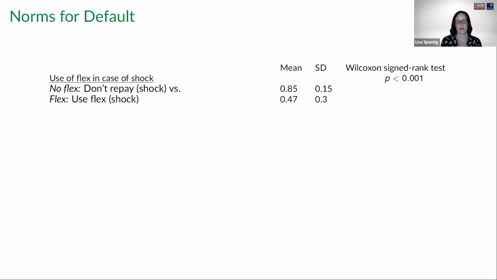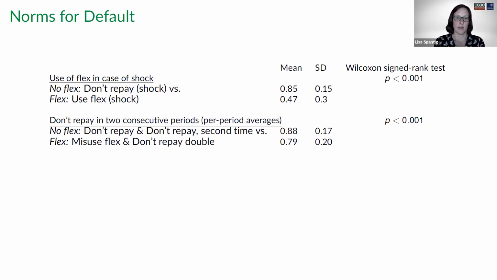Let me briefly talk about the last point, whether norms for default differ for flexibility and no flexibility. And we will make a distinction between two different cases. The first one is when we use flexibility when we're facing income shocks. There's actually no choice in flexibility. You just cannot repay. And this is definitely worse than using flexibility to self-insure.